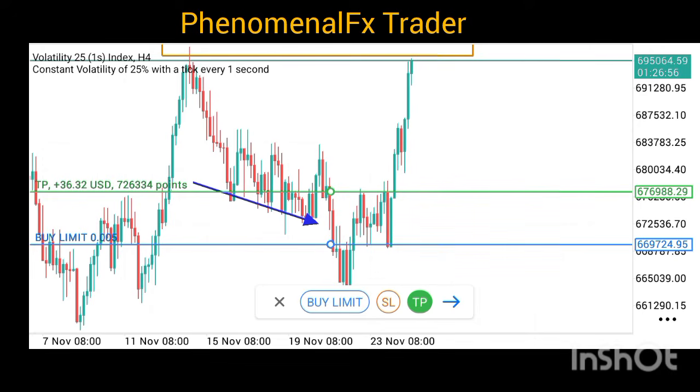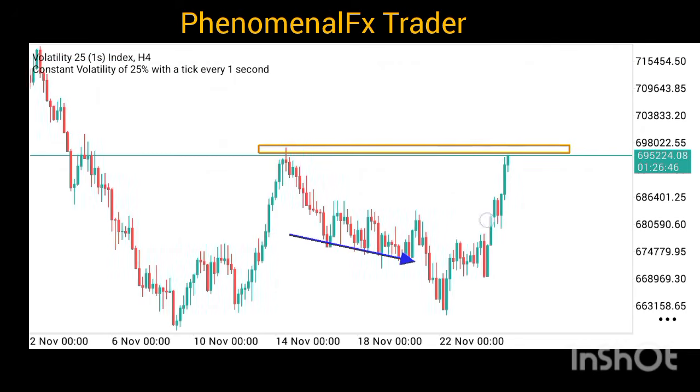Then imagine I open up 10 positions, like I used to open sometimes 15 positions, or maybe I increase my lot size. This is massive profit. Okay, this is massive profit. So that is it about this.